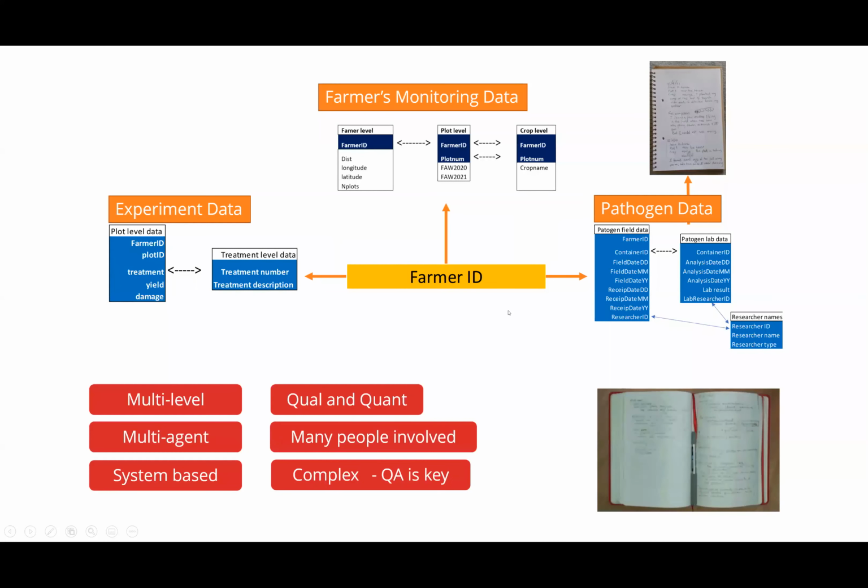For me, it's interesting that it is a data managing process that is multi-level, that is multi-agent. The data management strategy matches the system-based approach that they are using. It brings qualitative and quantitative data together. It involves loads of people in the process, and it's complex. And for me, quality assurance is key. And so this is the description of the case study that I wanted to share with you.